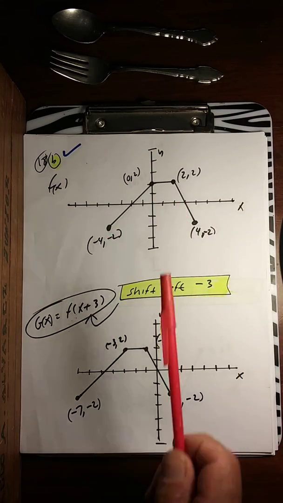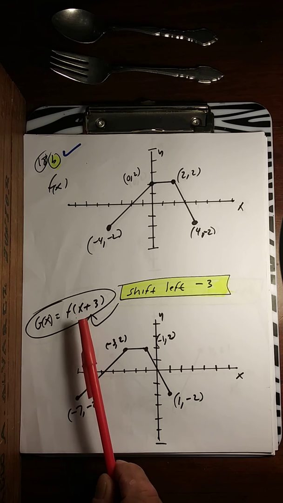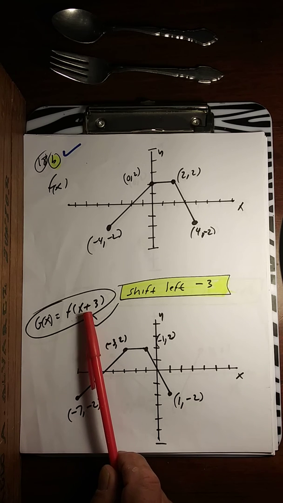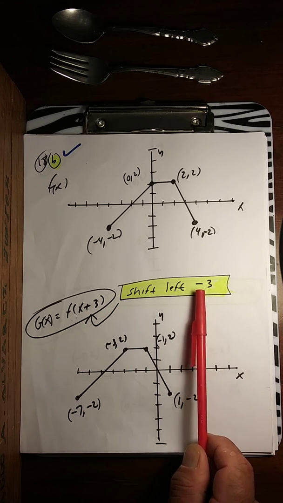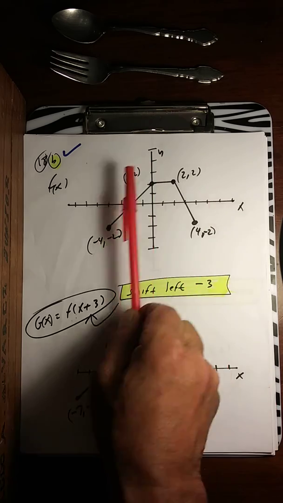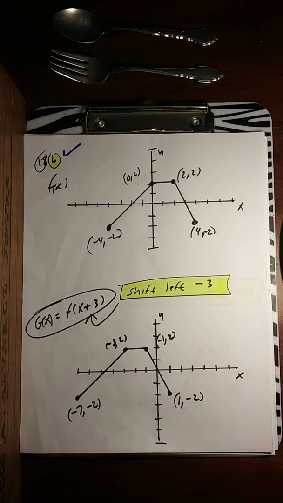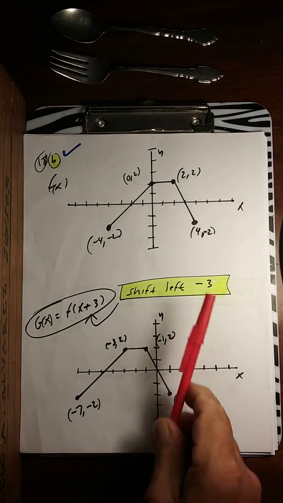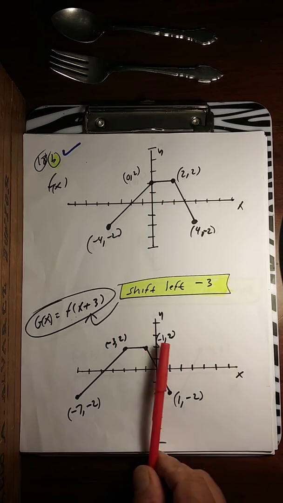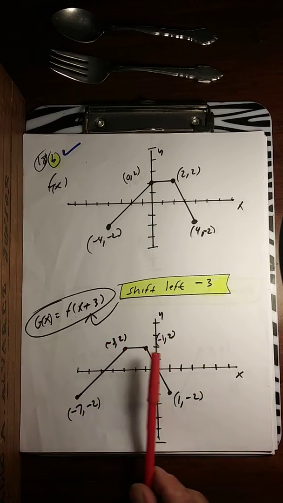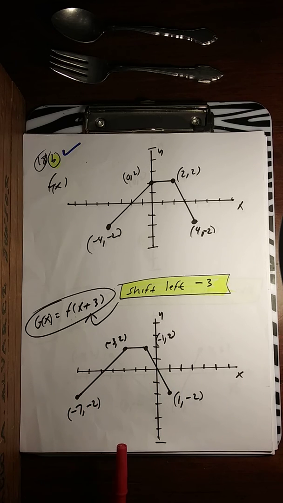Original problem again, and this is f of x plus 3. It's going to do the opposite of this. See this plus 3 here? It's going to go left, negative 3. So this graph right here is going to go which way? Left. So it's going to go from there to the left. How many? 3 spaces. Everything goes to the left 3 spaces.